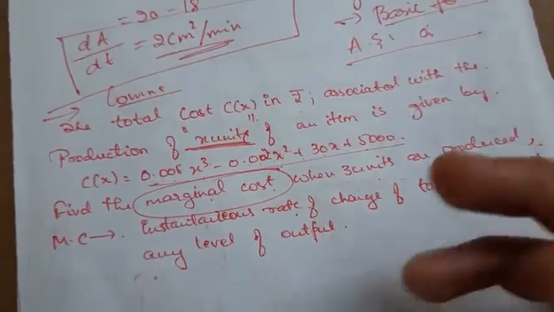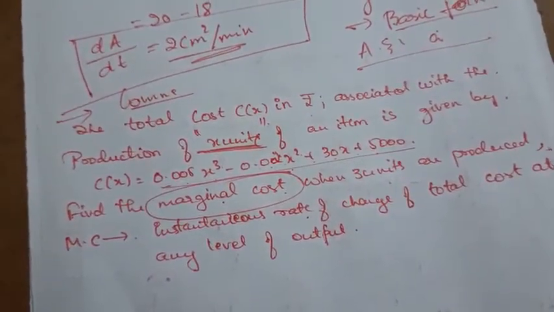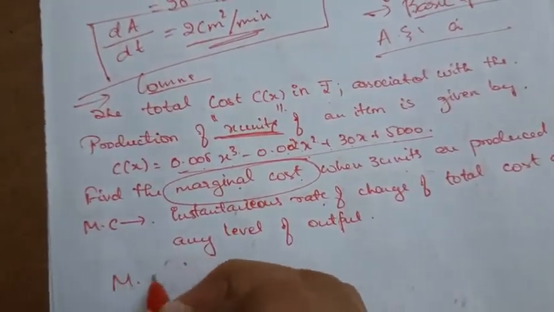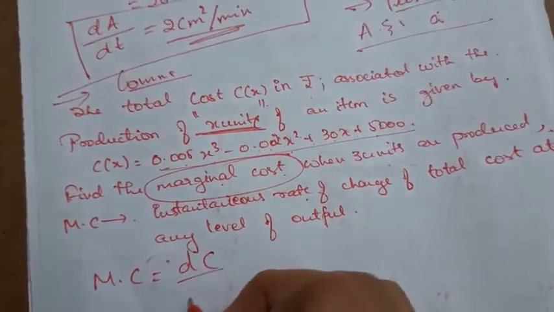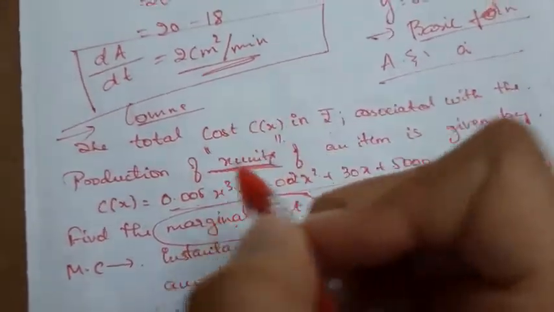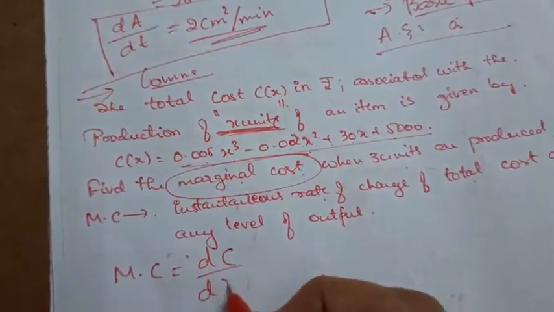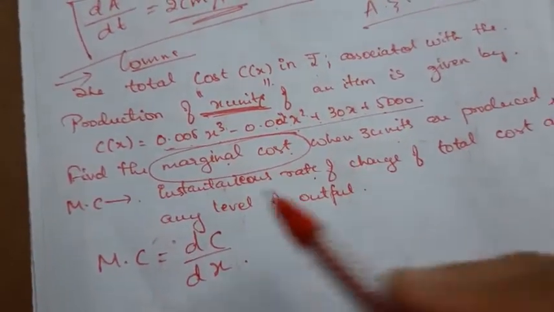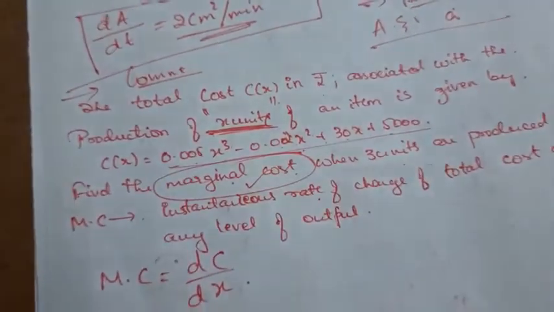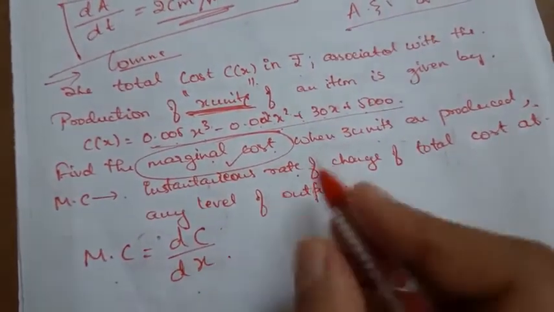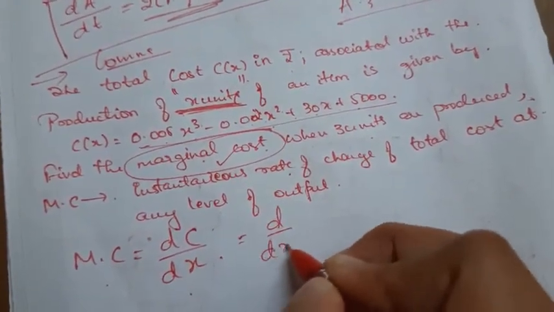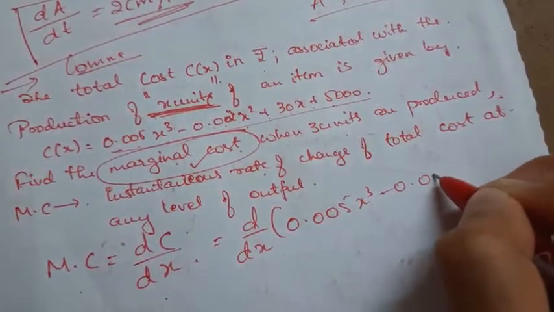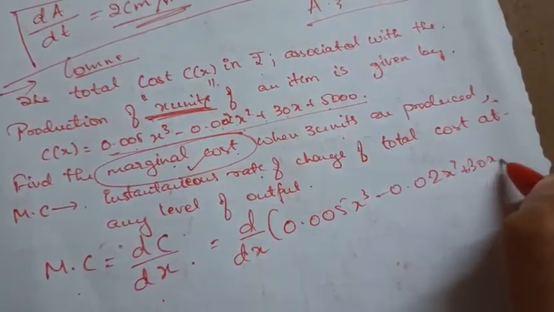That is nothing but rate of change of cost with respect to what? How many outputs are given. So marginal cost is nothing but rate of change of cost with respect to the output. Here in the given example, what is the output? Here output is x. So rate of change of cost with respect to the output. What we need to find here is that marginal cost itself. So marginal cost is dC divided by dx. So what is that? d by dx of 0.005 x cube minus 0.02 x square plus 30x plus 5000.